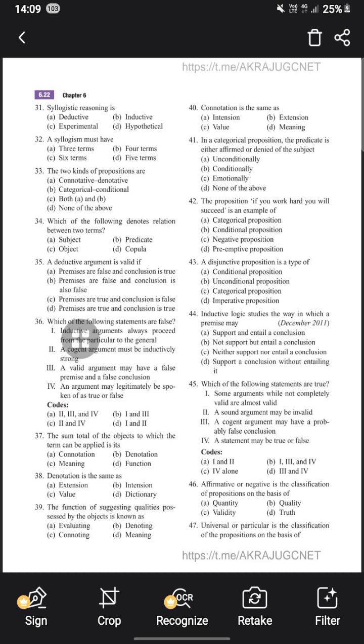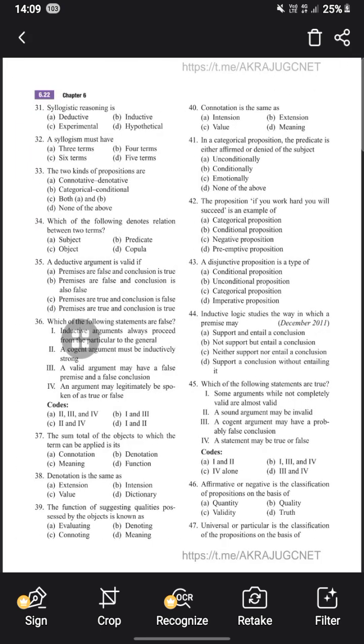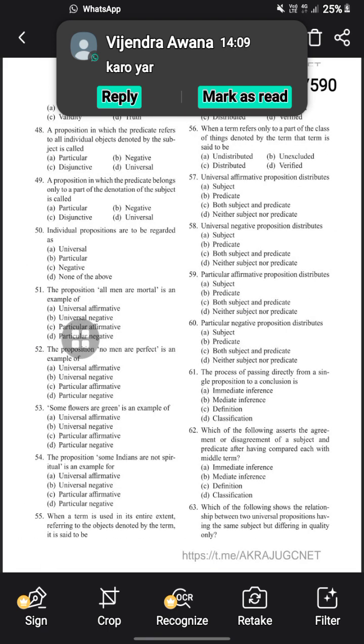A statement may be true or false. Some arguments are not completely valid or almost valid, no. A sound argument may be invalid, no. Affirmative or negative is the classification of proposition on the basis of, 46 is B, the quality. Universal or particular is the classification of proposition, 47 is A, that is quantity.